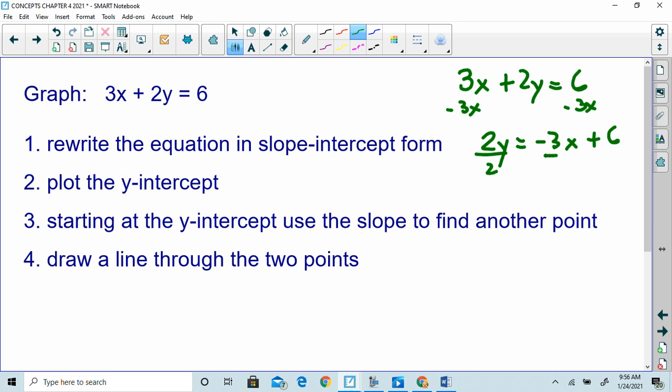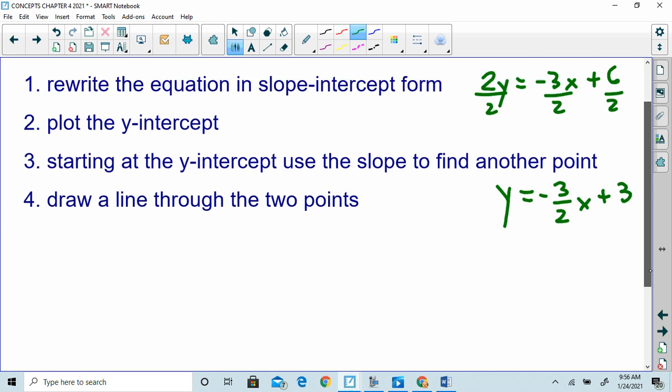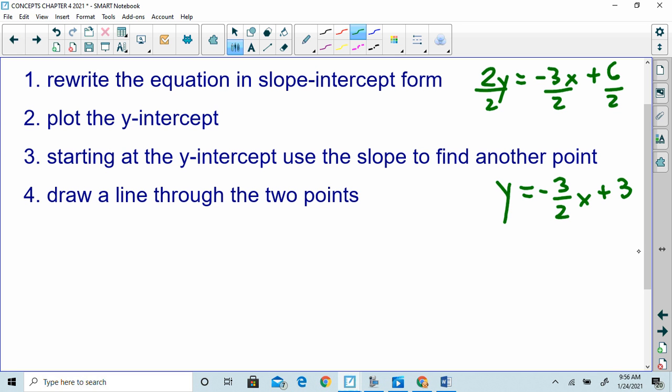And then I'll divide everything by 2. Now I have an equation, y is equal to negative 3 over 2 x plus 3. Now we can graph it, because now we see we have our slope, and we have our y-intercept.